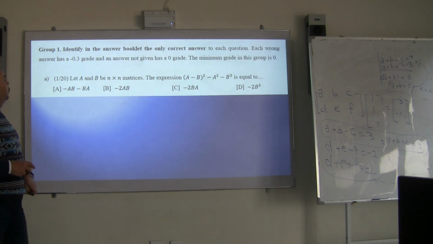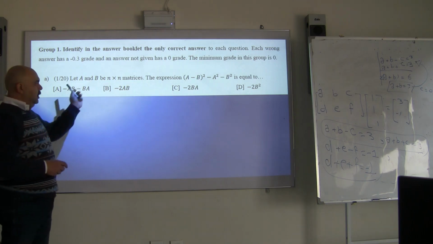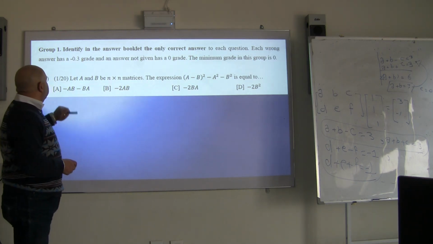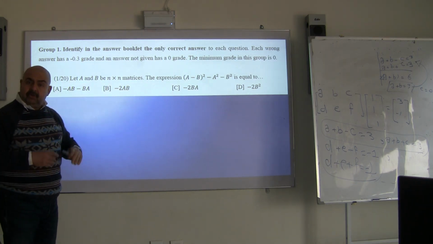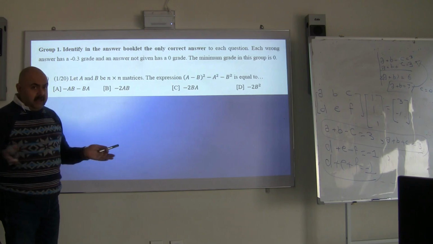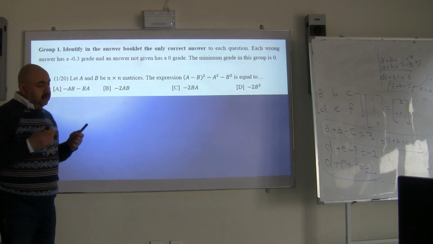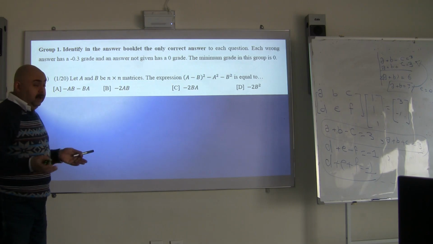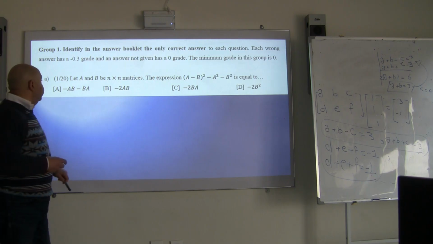Okay. For question number 1, here we identify the answer booklet only, same as before. For the grades, the correct answer will be 1. If you didn't answer, it's going to be 0. If you give an incorrect answer, you will have a penalty of 0.3.